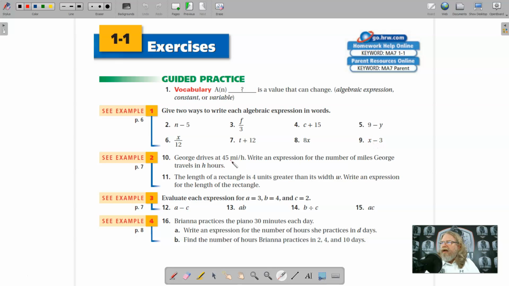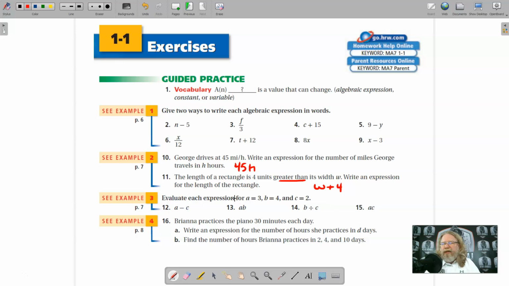Number 10, George drives at 45 miles an hour. Write an expression for the number of miles George travels in h hours. So every hour he's driving 45 miles. So we're adding 45 over and over again. That would be multiplication. So it's going to be 45 times h. The length of a rectangle is 4 units greater than its width, w. Write an expression for the length of the rectangle. Well, it's 4 units greater than the width. So let's start with the width and add 4. W plus 4.